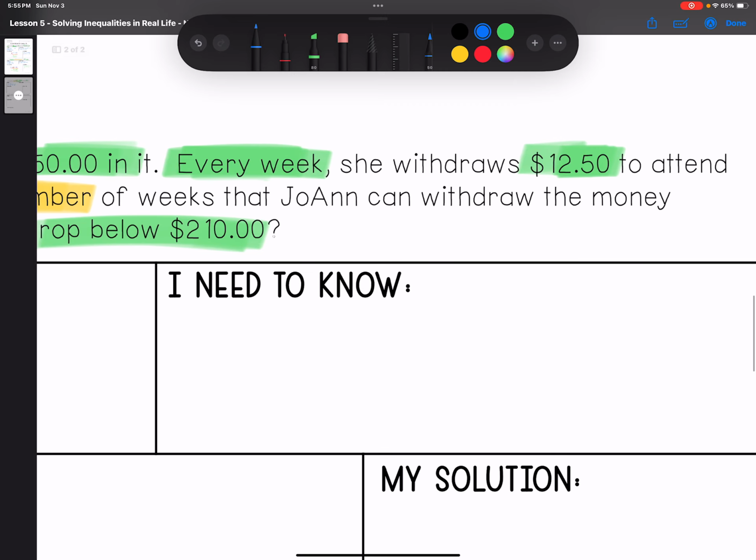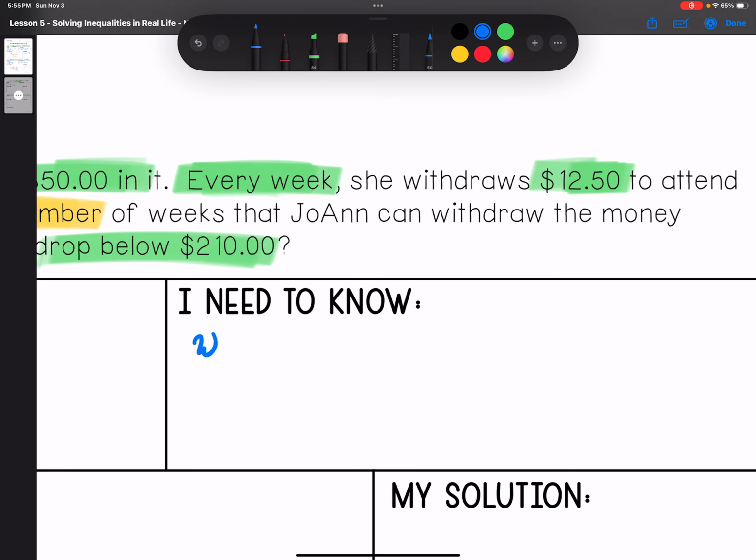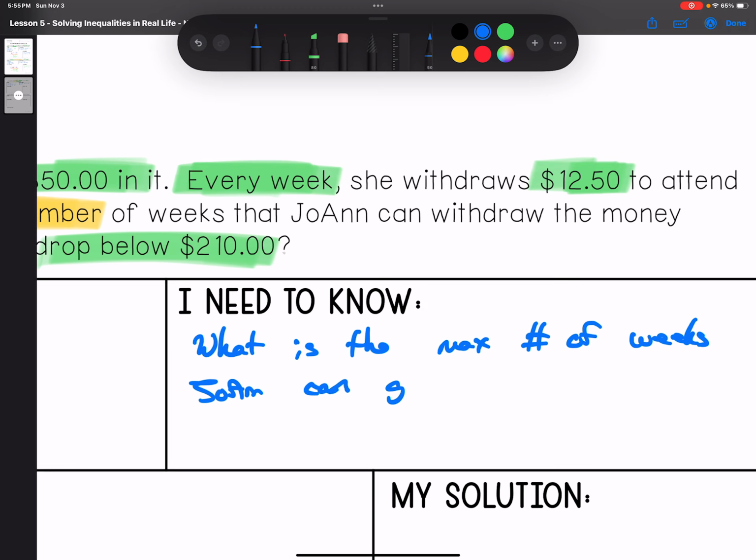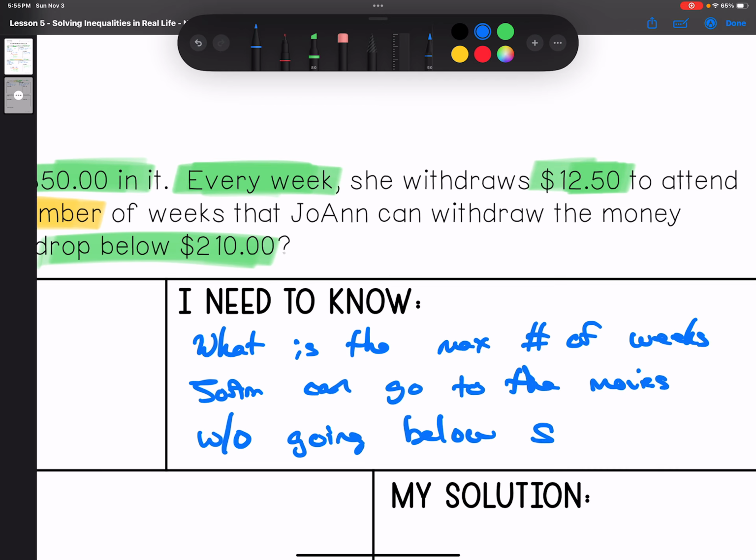I need to know what is the max number of weeks Joanne can go to the movies without, W/O means without, by the way, that's one way to write it, without going below 210.